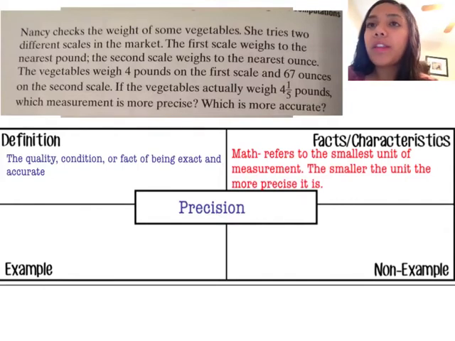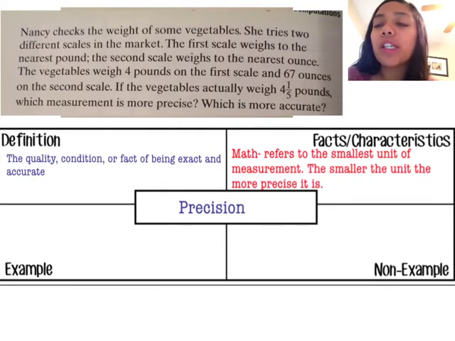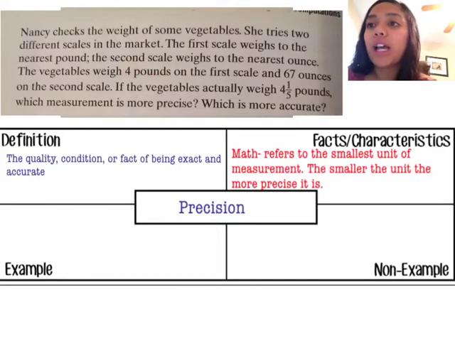Okay, so read this to yourself. Nancy checks the weight of some vegetables. She tries 2 different scales in the market. The first scale weighs to the nearest pound. The second scale weighs to the nearest ounce. The vegetables weigh 4 pounds on the first scale and 67 ounces on the second scale. If the vegetable actually weighs 4.5 pounds, which measurement is more precise?